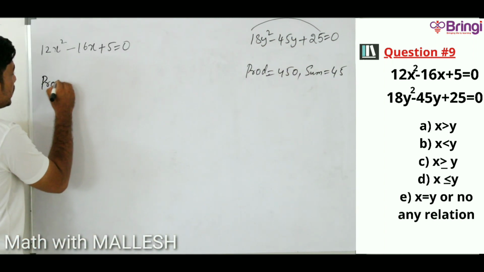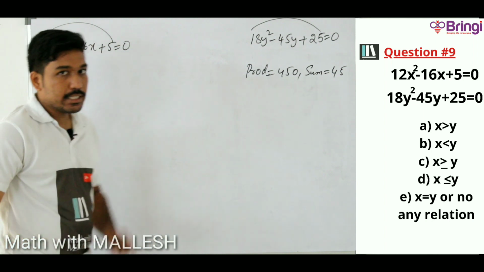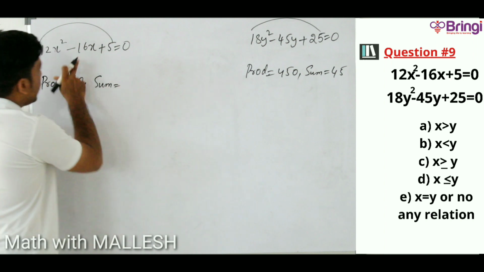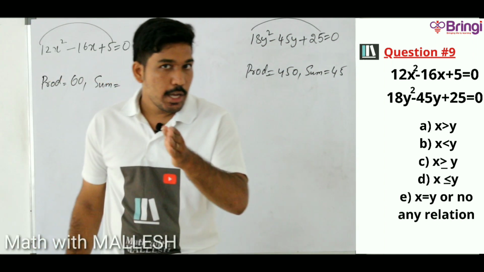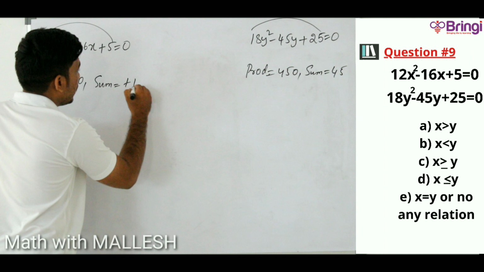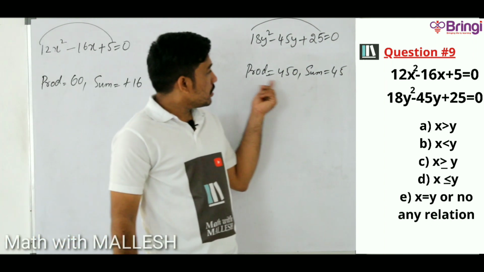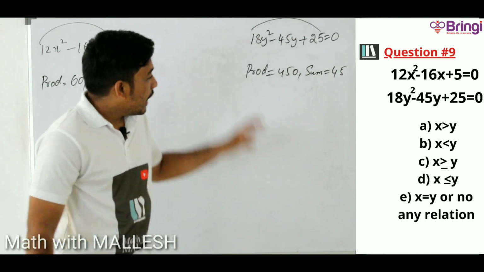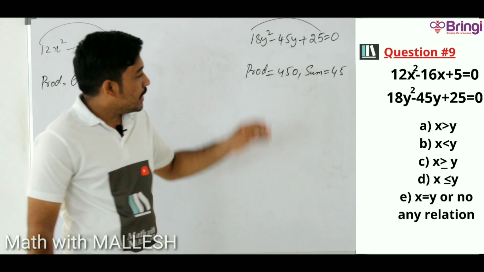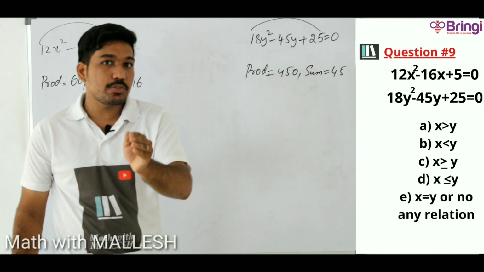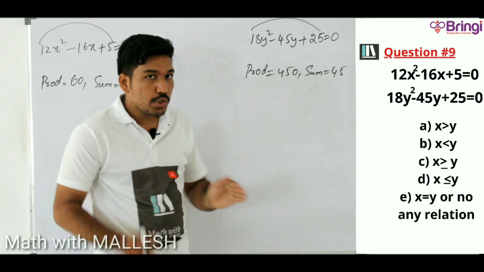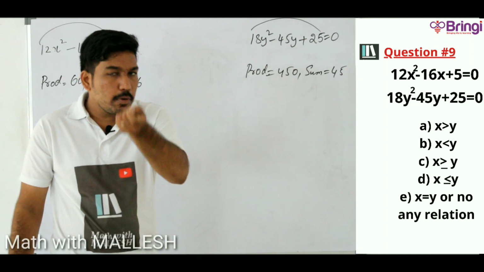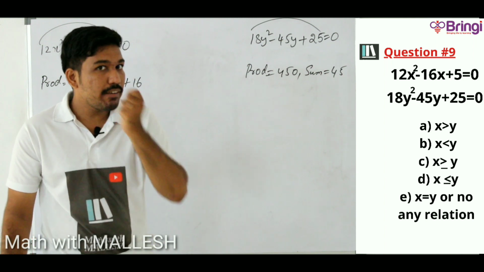Now here product, 12 5s are how much? 60. And what is the sum value? Here negative 16 is there. We have to take a positive 16. Absolutely. Now tell me the numbers which give product 450 and sum 45. And this is the crucial thing. Here the intelligent students will crack the exam and students weak in math will fail. So you have to be particular with the multiplications and additions. Even small additions will make the difference in the final selection.